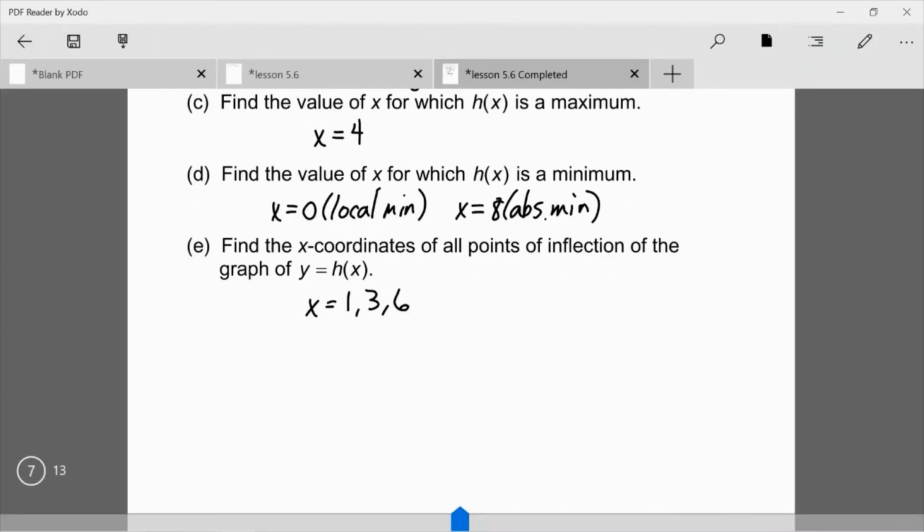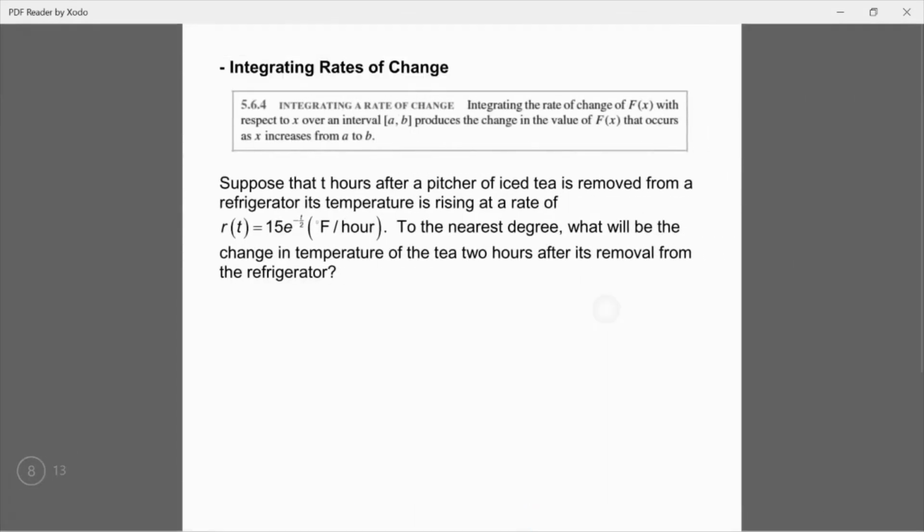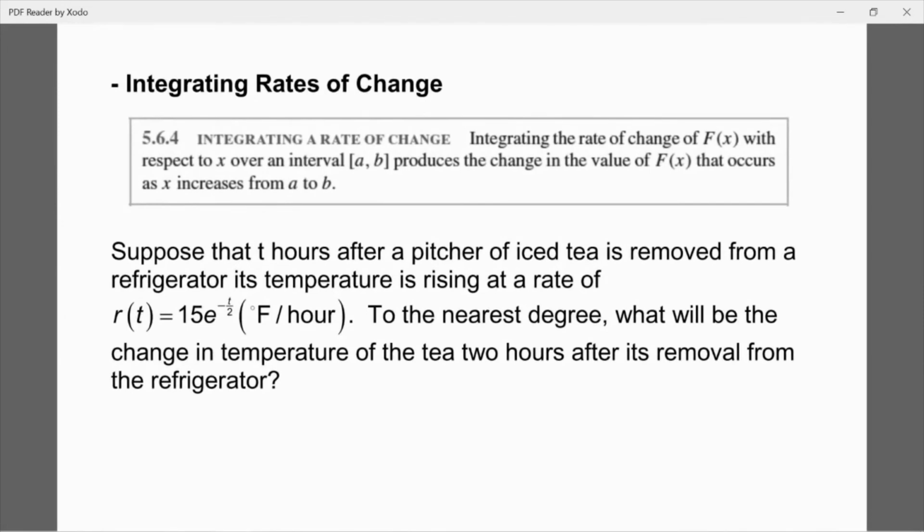All right, the last thing I have in here, I just wanted to show you some other rates of change. The main thing is, I talked at the beginning about how when we integrate a rate function, it's essentially telling me the net change in whatever that rate is measuring. So this is an example of that. Suppose that t hours after a pitcher of iced tea is removed from a refrigerator, its temperature is rising at this rate.